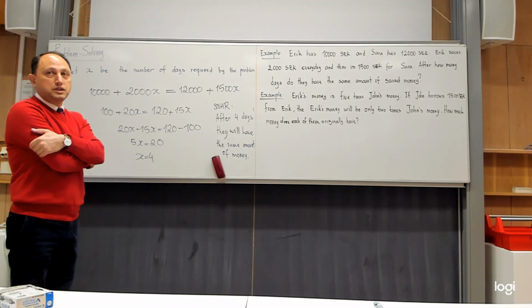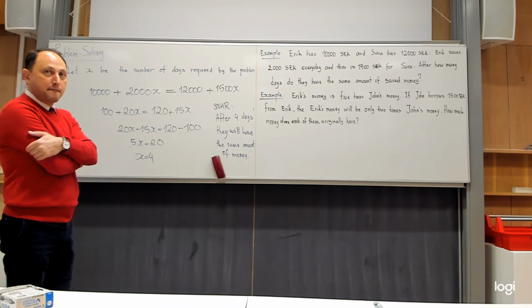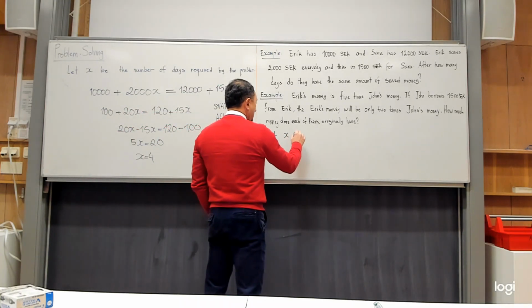So how did you set up this problem? This time, Ali, yes? We can write like, let John's money be X. Let me write. Let X be John's money.